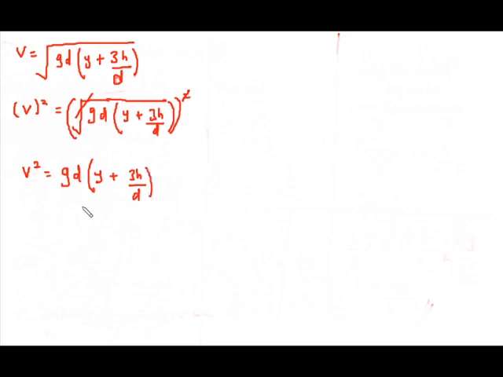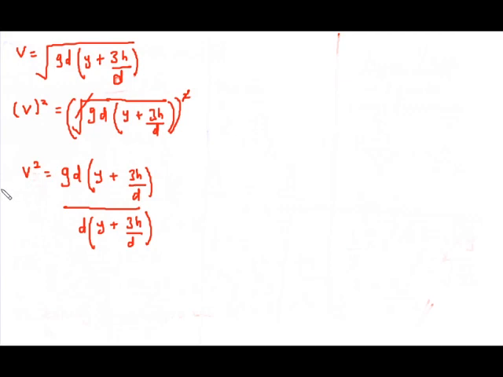Now ultimately, if you take a look at this, you have d and open bracket y plus 3h over d multiplying g. So what we are going to do here is just divide both sides by this part of this equation. So we are going to be saying divided by d, open bracket, y plus 3h over d.